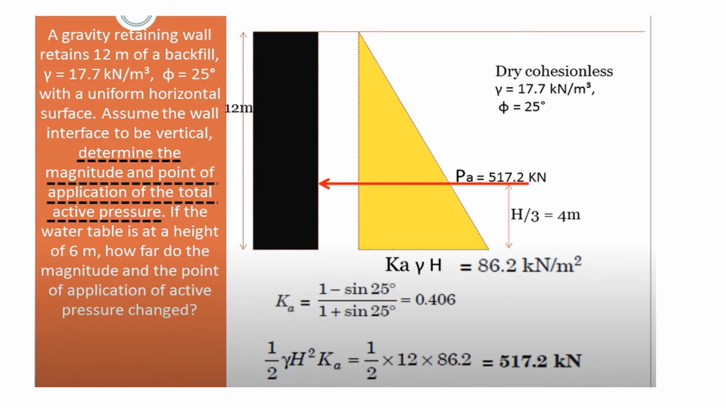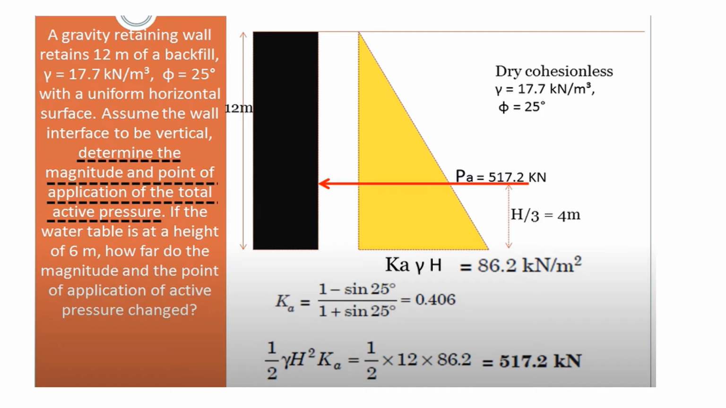You have to calculate the active pressure and the active force acting on the retaining wall. So first of all, you have to calculate the active earth pressure coefficient, which is given by the equation (1 minus sine phi) by (1 plus sine phi), where phi is the angle of internal friction, which is given as 25 degree here. Substituting in those values, we will be getting the active earth pressure coefficient as 0.406.